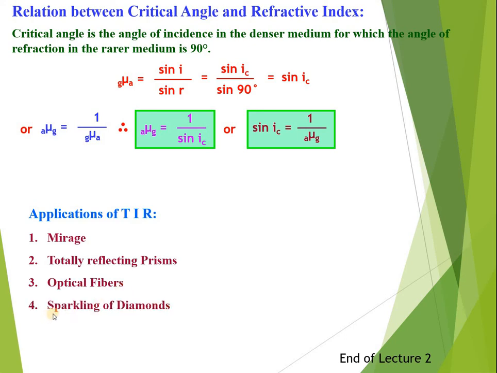Next, as I have told you at the beginning, the sparkling of diamond. Diamond sparkles because of this total internal reflection. So these are the things that we have studied in this lecture. Okay, thank you.